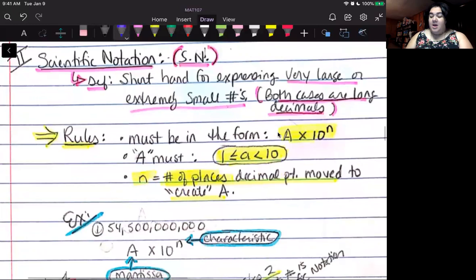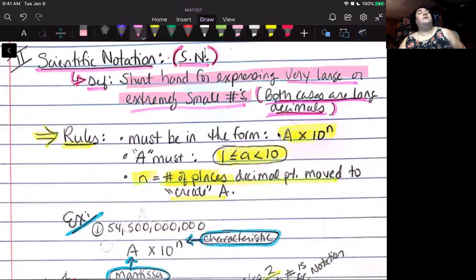Okay, scientific notation, in essence, as you see here by the definition, is shorthand for expressing very large or extremely small numbers. Please note that in both cases, you are talking about very long and cumbersome decimals, which is why scientific notation was invented. And in essence, it was invented, as in its name, by scientists.